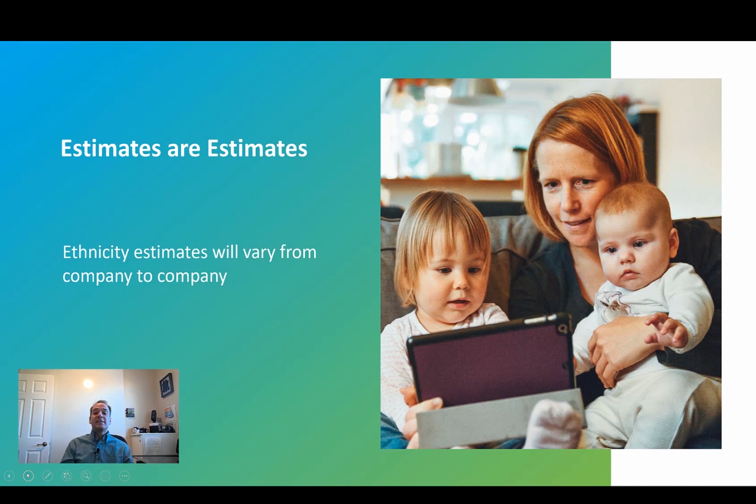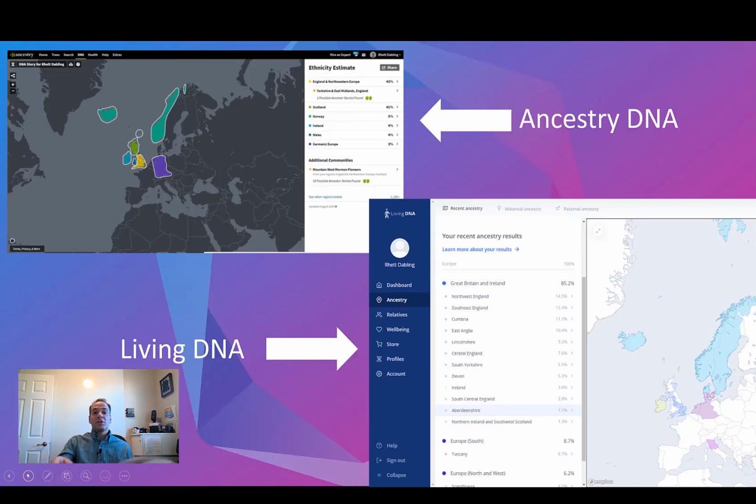One thing to keep in mind is that estimates are estimates, and they will vary from company to company. And so let's talk just a little bit about that. What you see here on your screen are my ethnicity estimates from Ancestry DNA and Living DNA. And at first glance, they look pretty different. But when you look closer and do just a little bit of math, they look a lot more similar.